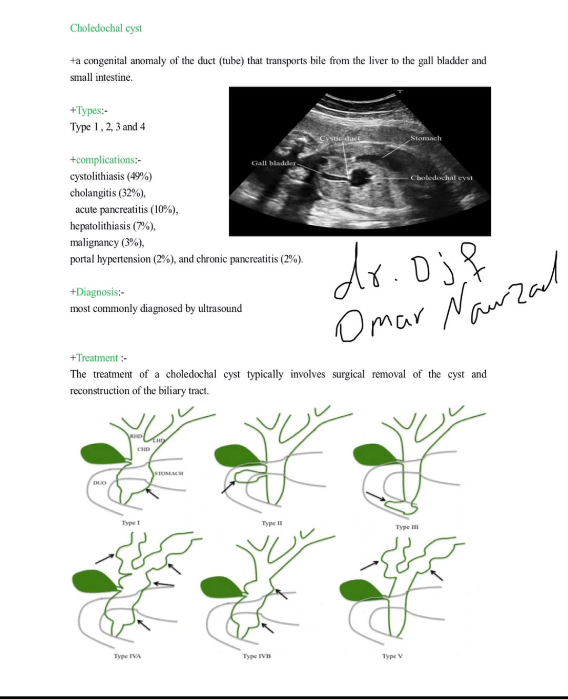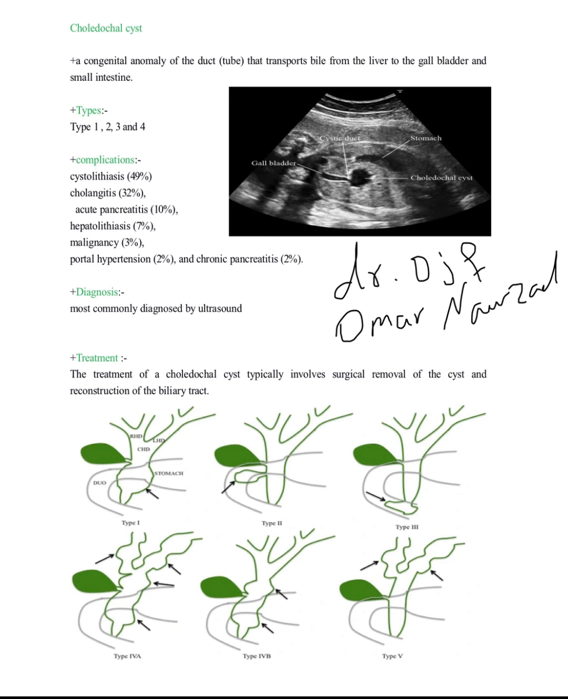It's important to note that the signs and symptoms of the choledochal cyst may be similar to those of other conditions such as gallstones or pancreatitis. Therefore, thorough evaluation by the doctor is necessary to make an accurate diagnosis. The diagnosis of choledochal cyst typically involves a combination of medical history, physical examination, and imaging tests, which I will explain. Ultrasound. Ultrasound can help to detect the presence of the cyst and assess the size and location of the cyst if there is a cyst.